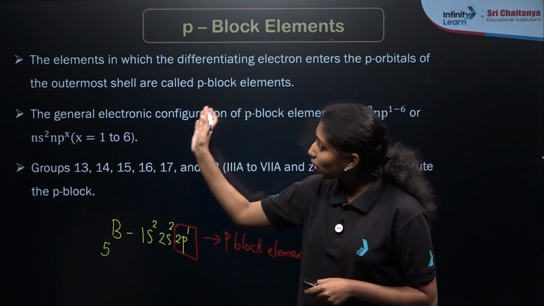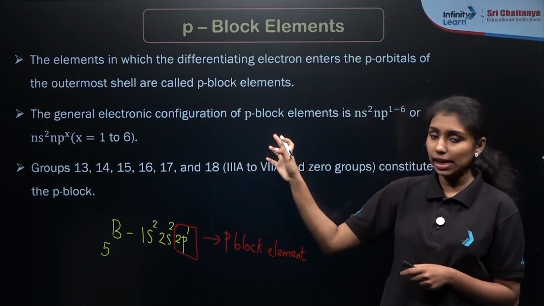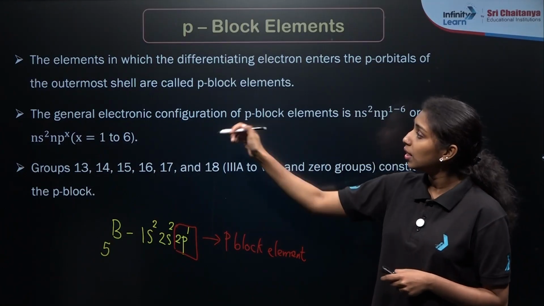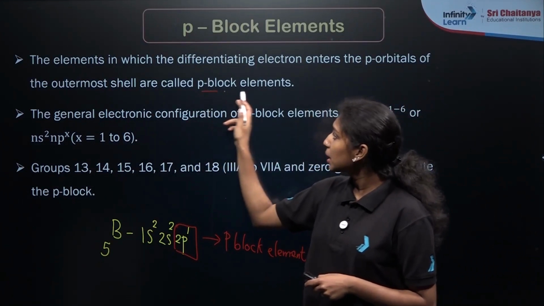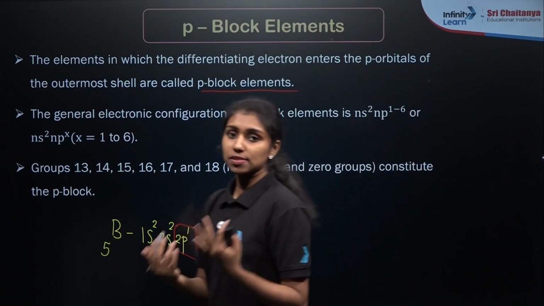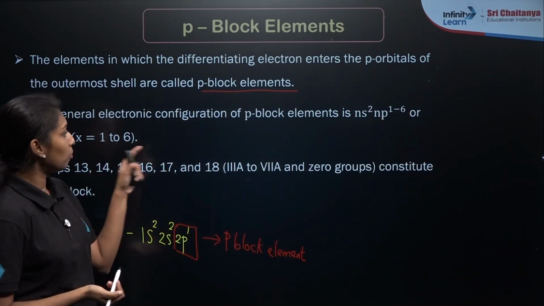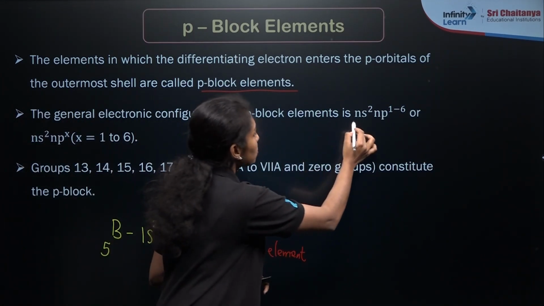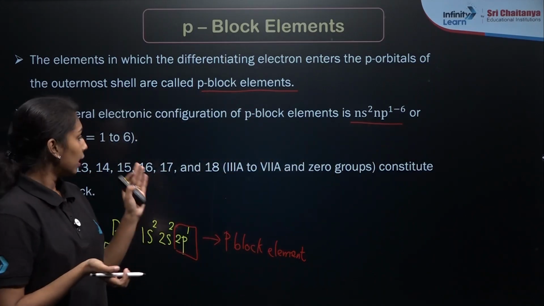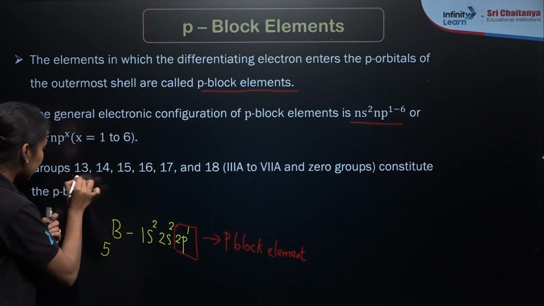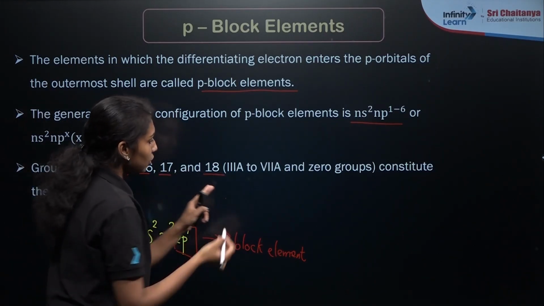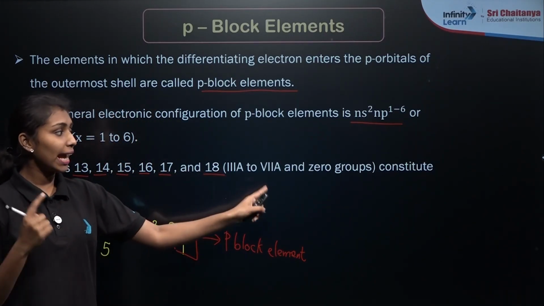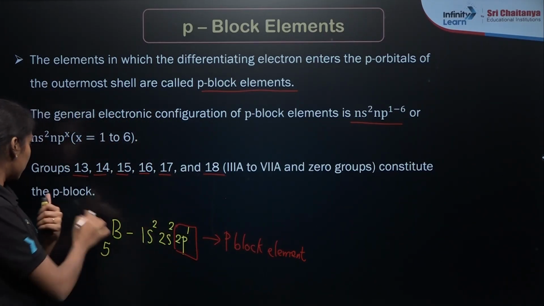In the case of p block elements, the elements in which the differentiating electron or the last electron is entering into the p orbital of the outermost shell are known as the p block elements. The general configuration is written as ns2 np1 to 6. We have already seen that. In general, groups 13, 14, 15, 16, 17, 18, that is from 3A to 7A, and the 0 group, constitute the p block elements.